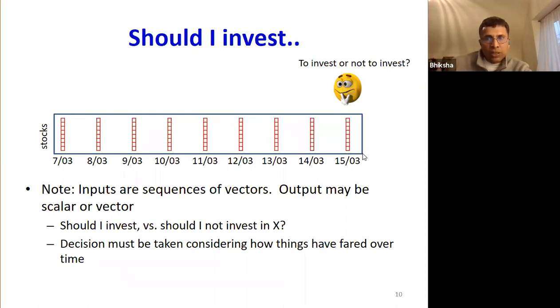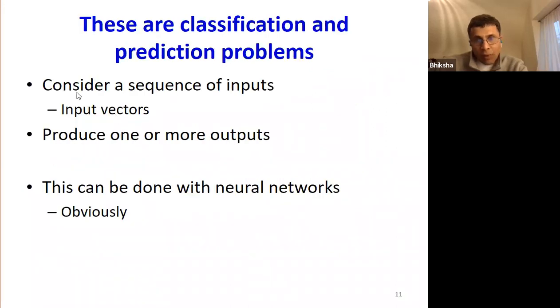So your prediction could be a scalar prediction. Should I invest in this particular stock or not? Or should I invest today or not? Or it could be a vector prediction. Which are the stocks that I can invest in today? Now, all of these are classification and prediction problems that involve series data, where we consider sequences of inputs and produce one or more outputs, possibly a single output, or even a sequence of outputs. Like in the case of stock market prediction, if you're a hedge fund manager, you have to make a decision every single day. So you're producing a sequence of outputs.